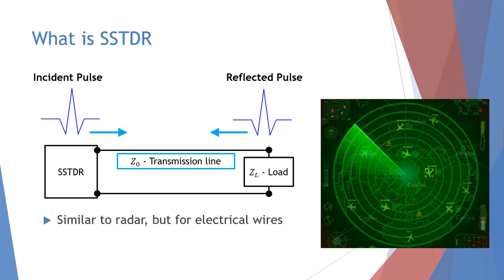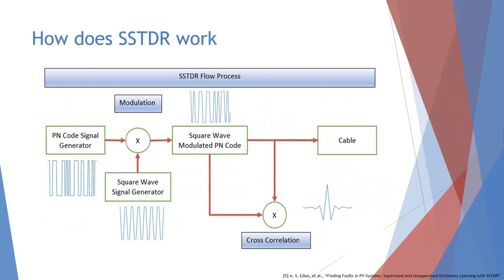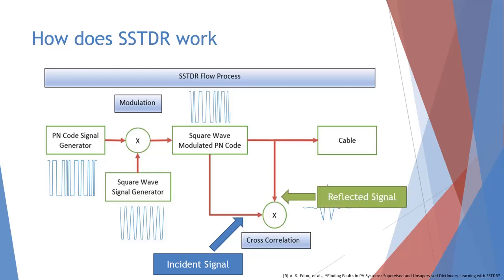Our SSTDR signal is constructed by using a PN code generator and a square wave generator, and then modulating the output of the two of those together. That modulated square wave is then launched down the transmission line, where it reflects off of any impedance mismatches and returns back to the source. Before launching our signal, though, we record a copy of our incident signal, and then we record a copy of our reflected signal so that we can cross-correlate the two of them together.